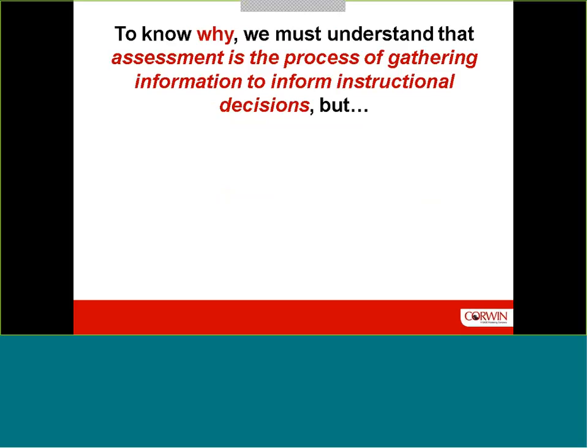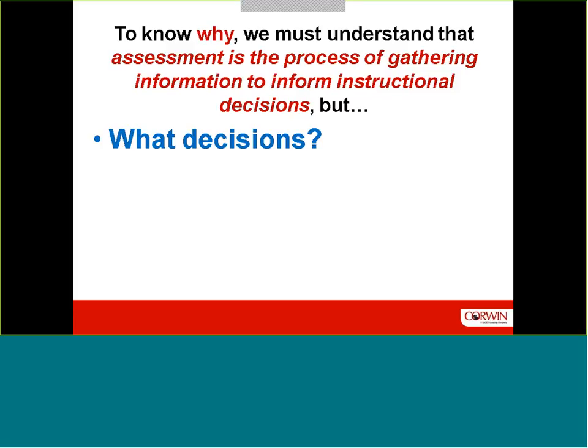To talk about why we assess, that is the purpose for assessment, we must understand to begin with, and this will be our agreed upon definition as we go: assessment is the process of gathering information to inform instructional decisions, gathering data to inform educational decisions.